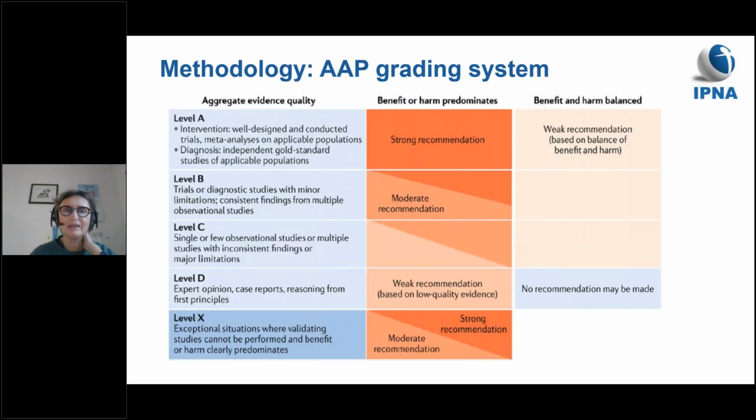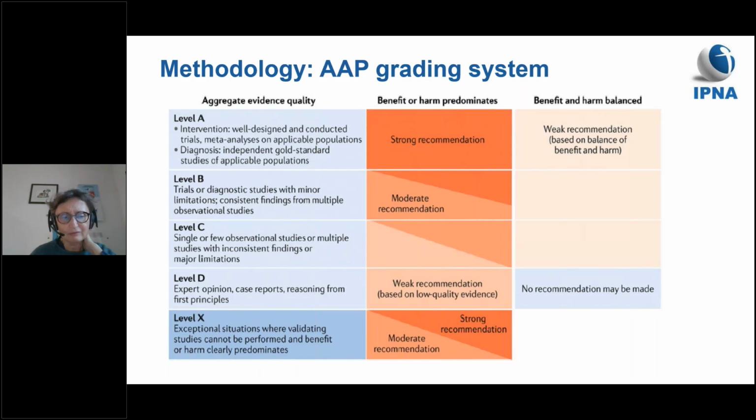So the methodology, the American Academy of Pediatrics grading system, I'm sure you know it very well. It gives levels based on the quality of the evidence available for each PICO question. So level A is when you have very high quality of evidence. Level B, when you have trials or diagnostic studies that have, however, minor limitations. Level C, when the studies are observational, single or few, or otherwise there are multiple studies but they have inconsistent findings or major limitations. Level D is when you just have expert opinion or case reports.